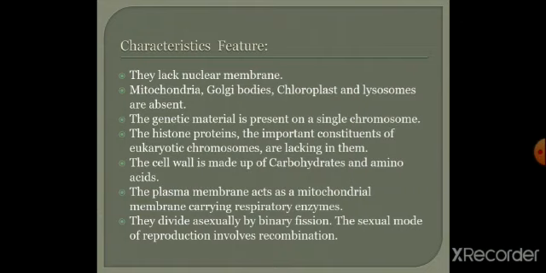The plasma membrane acts as a mitochondrial membrane carrying respiratory enzymes. The basic thing about a cell is that it has to respire, but mitochondria are not present. That's why the plasma membrane carries the respiratory enzymes for their respiration. Prokaryotes can divide asexually by means of binary fission, and the sexual mode of reproduction involves recombination like conjugation, transformation, and transduction.